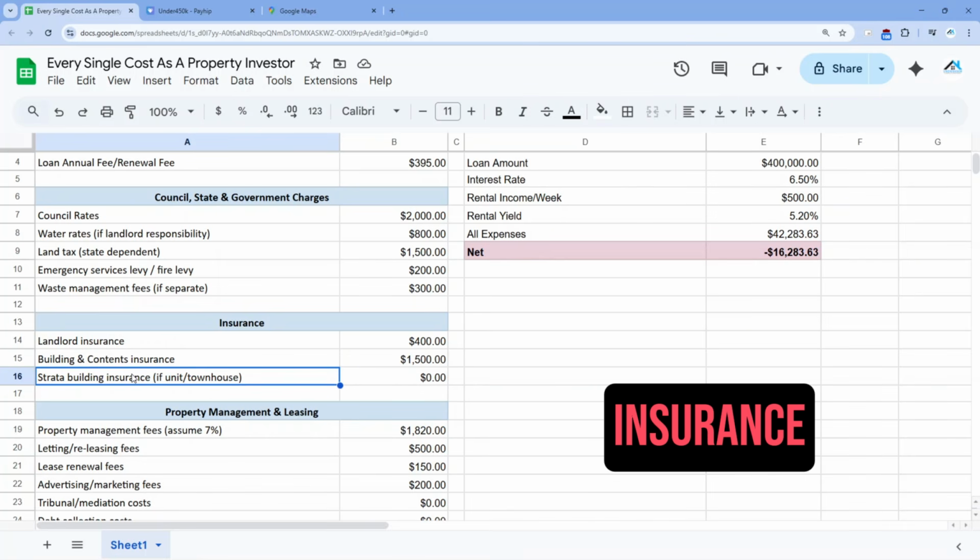Now, this is not a common one, but if you buy a townhouse that's under a strata title, or you buy an apartment complex, you will have strata building insurance, which you have to pay for usually annually or quarterly. And this could range from anywhere from like $300 a quarter to around $800 a quarter, which could add up to like $2,400 per year or $3,200 per year, something like that. This can also be very, very expensive, especially if you're in an apartment. Strata can go out of the roof, so be careful of that.